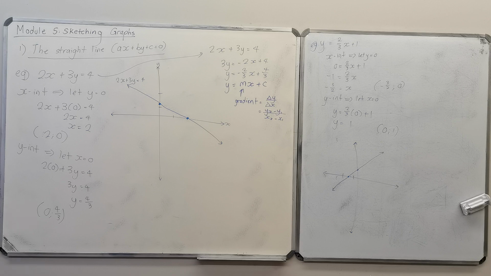So if they gave you that equation and they told you in the test, plot the graph of 2x plus 3y is equal to 4, you know, looking at the equation, it's a straight line graph, right? You will calculate your x and y intercepts, you will draw the graph.